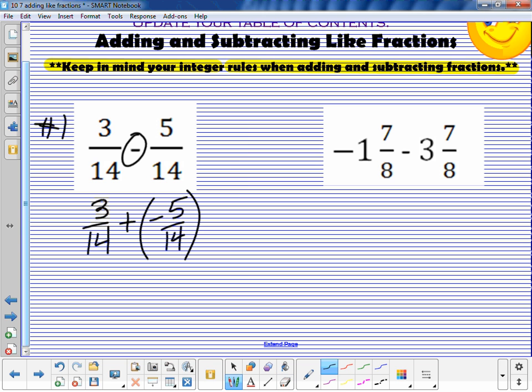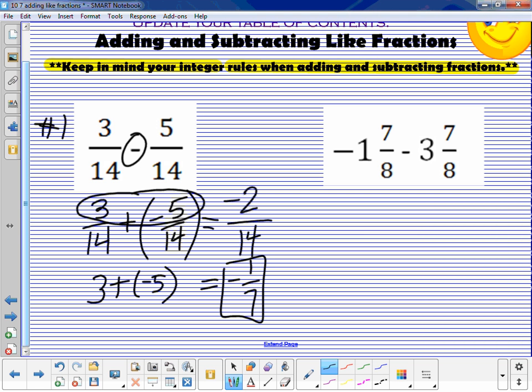We know that we don't do anything with our denominator when we're adding and subtracting fractions, so that stays the same. What you're focused on now is the numerator, 3 plus -5. Well, you know that if the signs are different when you're adding, you subtract the numbers. 5 minus 3 is 2. And 5 has a greater absolute value, so my 2 will be negative. Now you're noticing that this fraction is not simplified. We can divide by 2, so that would be -1/7.